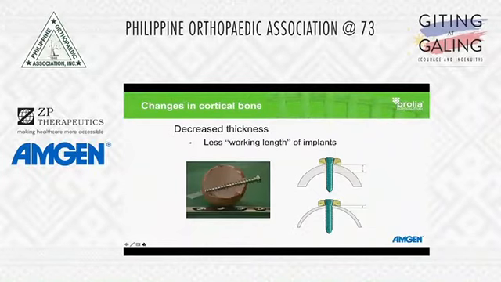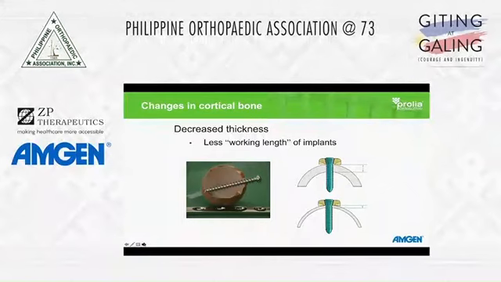For this lecture, though, we're going to discuss more of the problems which occur in the bone itself. As previously mentioned, osteoporosis can lead to a decreased thickness of the bone, and this leads to a decreased working length of the implant, which is almost like doing osteosynthesis on an eggshell.